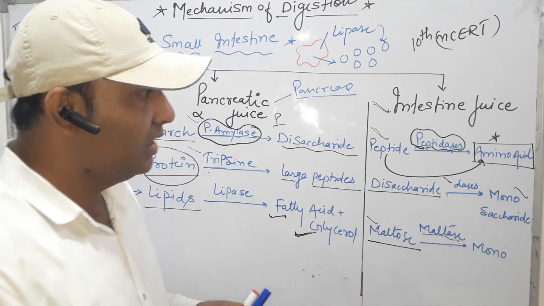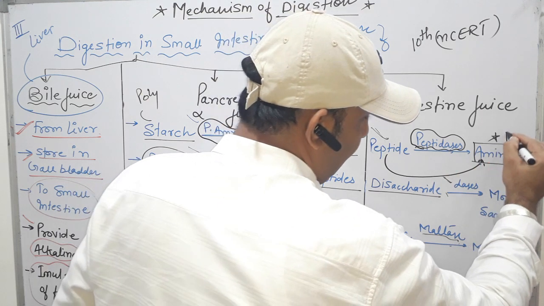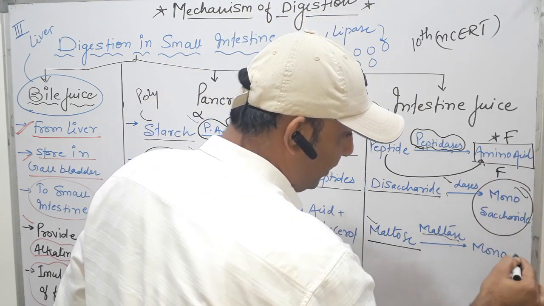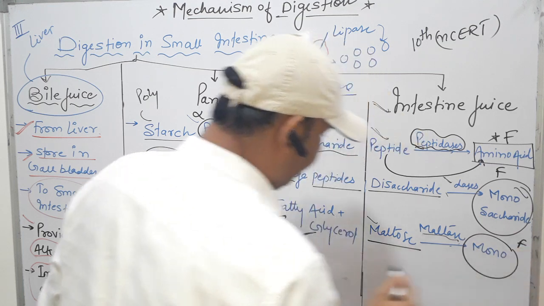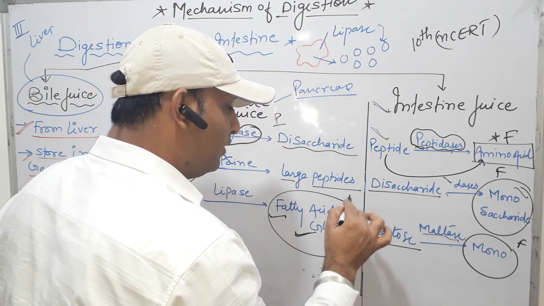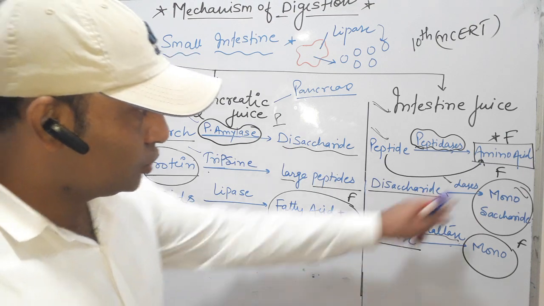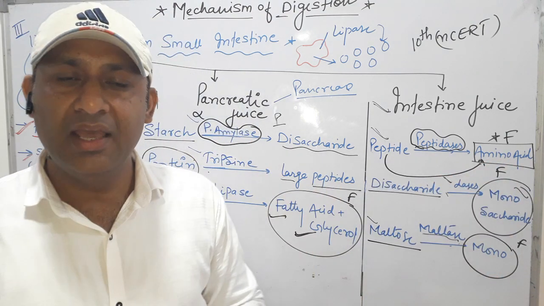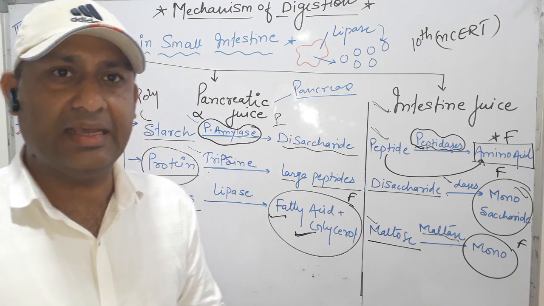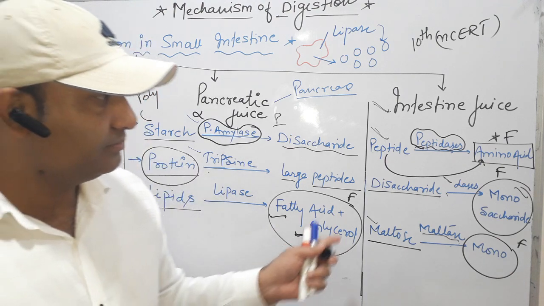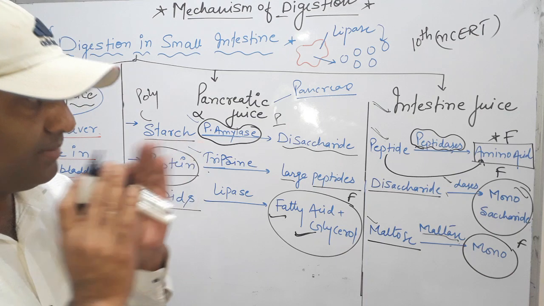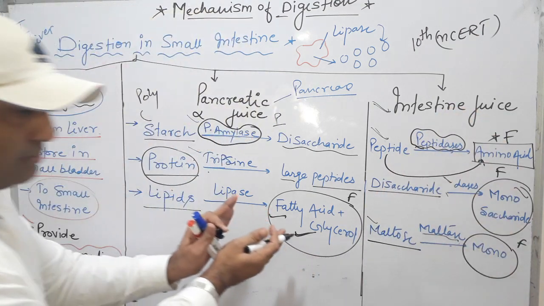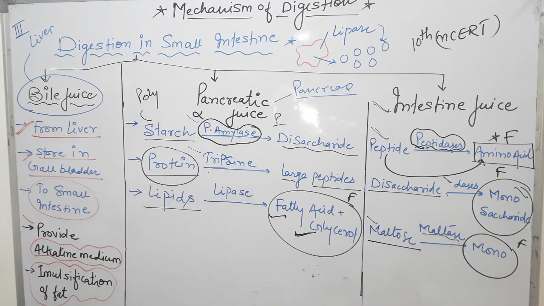So here the final product, F for final product: monosaccharide, final product; monosaccharide, final product; fatty acid and glycerol, final product. Clear? So these are the final products which are prepared in the small intestine and then transferred into the villi area of the jejunum and ileum, where the microvilli are present, and these microvilli absorb all these products. So it is digestion in the small intestine.